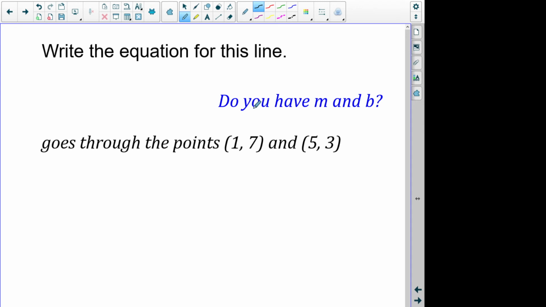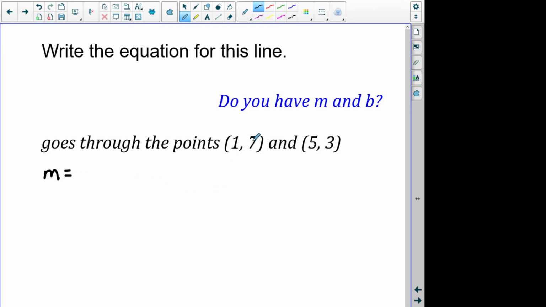Here's another example. Write an equation for this line. Do we have m and b? Well, here they don't give us either one. I don't know what the slope of the line is, and I don't know where it crosses the y-axis. I don't have a 0 in one of my x coordinates, so I don't know where the b value is. But I can calculate these, right? I can calculate the slope. If I know 2 points, I can calculate the slope.